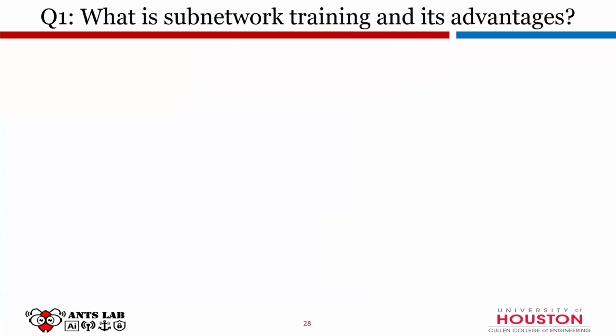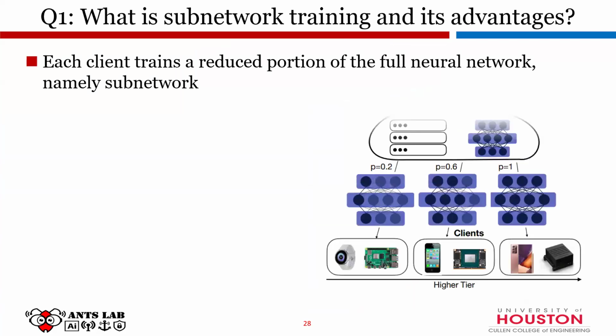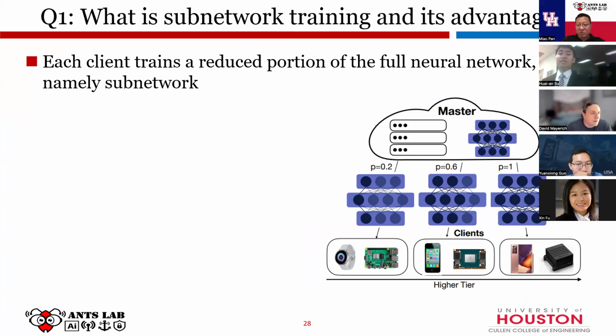First, what is subnetwork training? Basically, each client trains a reduced portion of the full neural network, namely the subnetwork. Here we show a picture indicating what this means. We have the large cloud server, which has the full size model, and we have the bottom 3 devices with different tiers, from left to right going from low capability to high capability.